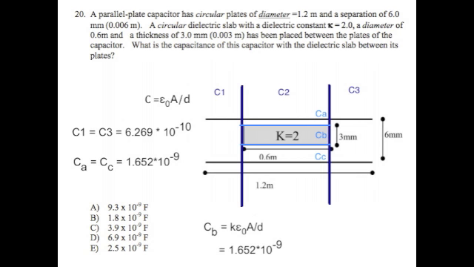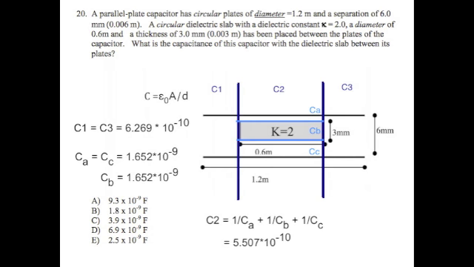For section B, the capacitance is multiplied by the dielectric constant, which in this case is 2. Now you can find the capacitance of section 2. Because A, B, and C are in series, you have to use their inverse to find the capacitance.